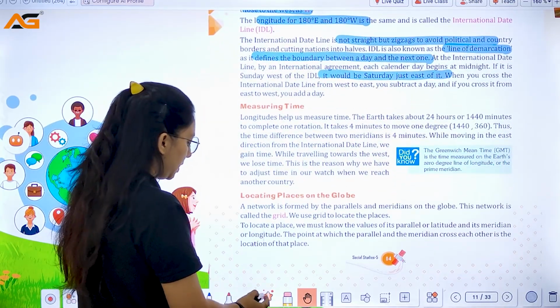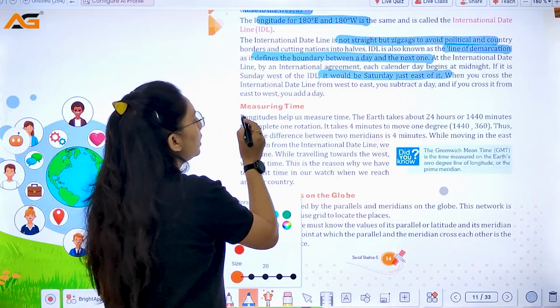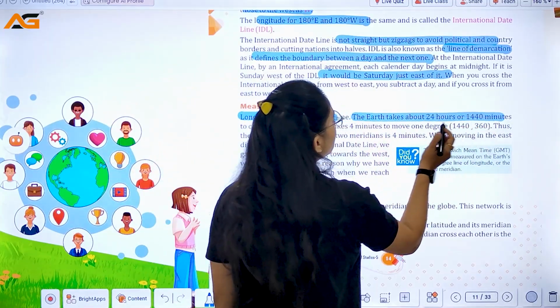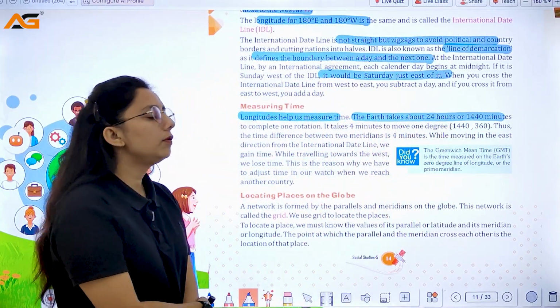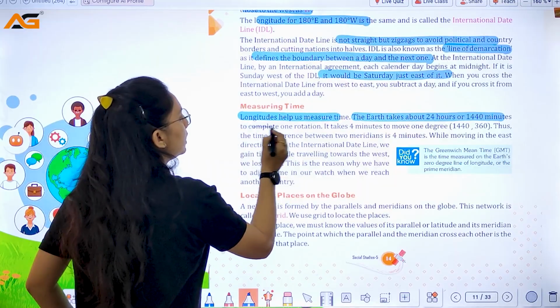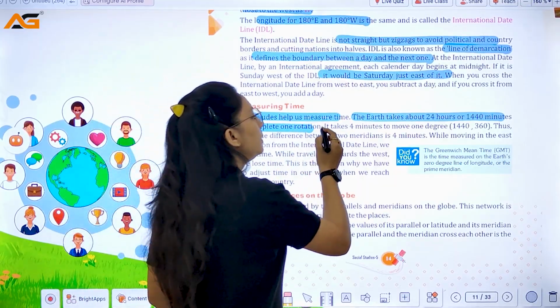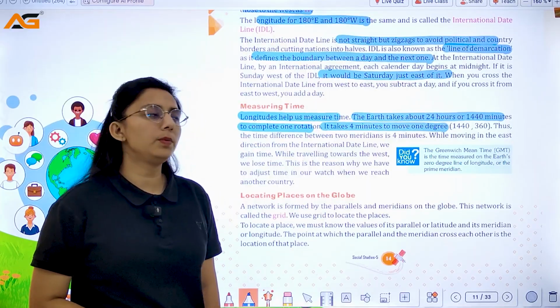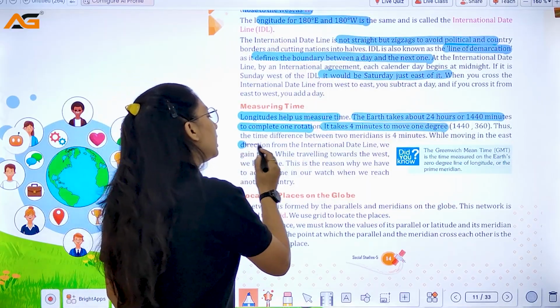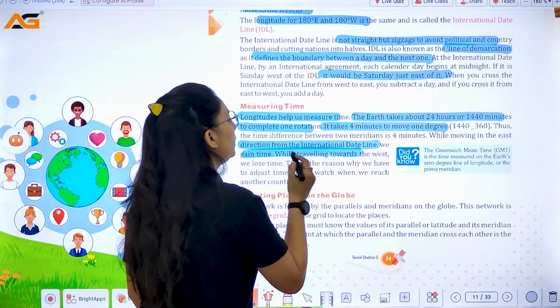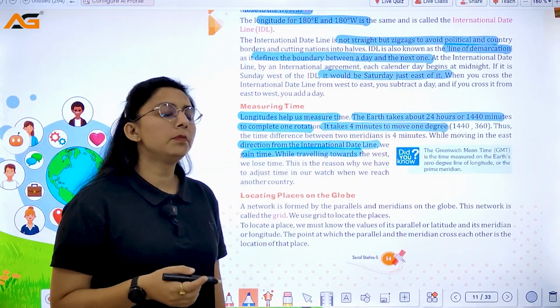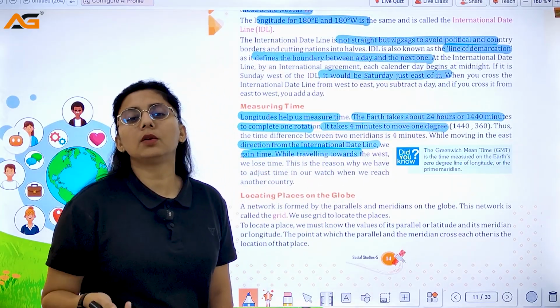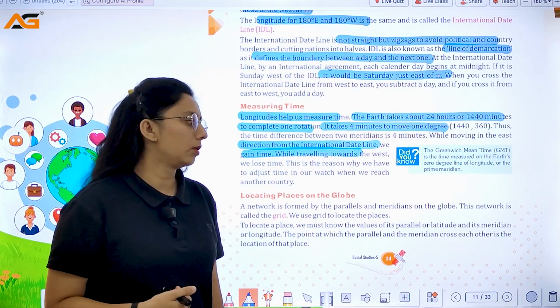Now measuring time. अब हमें time को measure करना है. Longitude helps to measure time. The Earth takes about 24 hours or 1440 minutes to complete one rotation, and it takes 4 minutes to move 1 degree. Right? We have two meridians, इनका difference 4 minutes का होता है. While moving in the east direction from the international date line, we gain time. ठीक है, अगर आप move करोगे east में तो आप gain करोगे. West में तो subtract होगा.